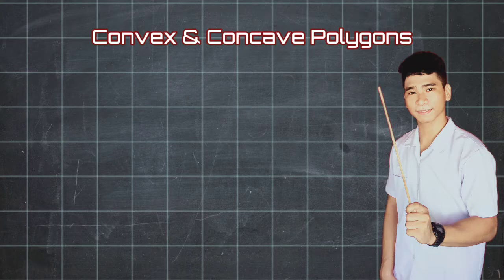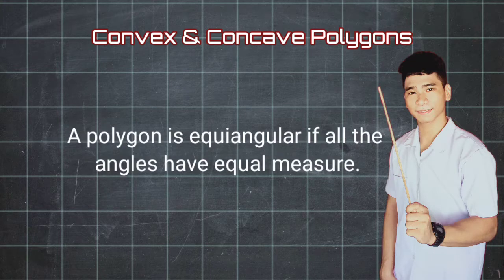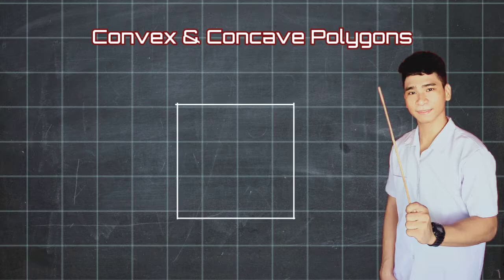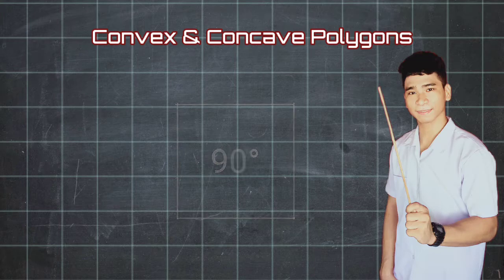Definition: a polygon is equiangular if the angles have equal measure. Let us say we have a square. Yes, it must be that every angle of this square is 90 degrees. So equal lang siya, so matatawag natin siyang equiangular polygon. Okay, so let's move to the next.